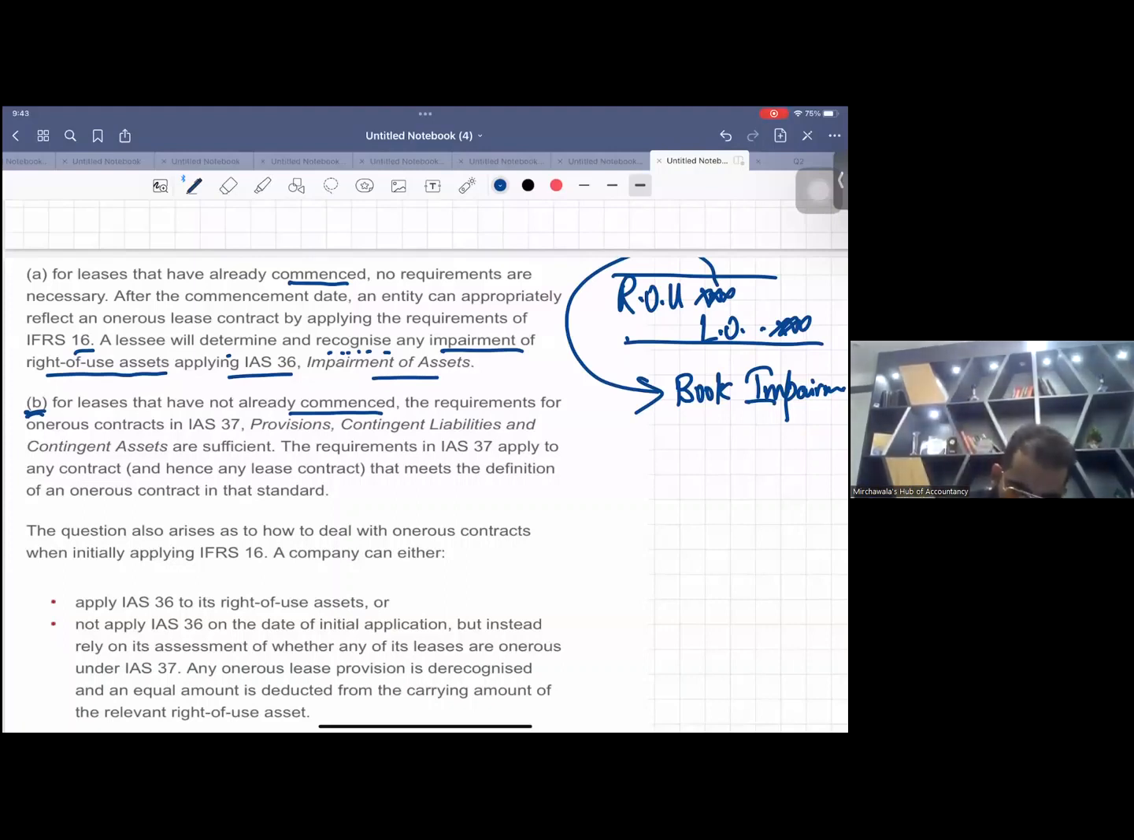The requirements for onerous contracts in IAS 37 are sufficient. The requirements in IAS 37 apply to any contract that meets the definition of an onerous contract in that standard. Now you can apply IAS 37. So now what is the summary? Let me give you the summary.